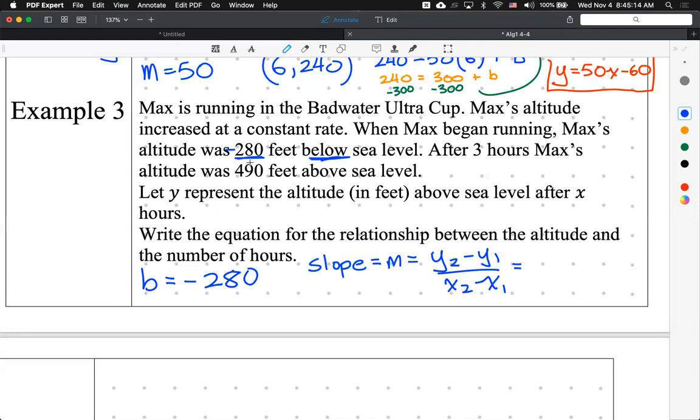So my second point was a positive 490, and I'm going to subtract my first point. I'm going to subtract this negative 280. So I end up at 490. That's my second point. And I'm going to subtract my negative 280. Subtract negative 280. What about the bottom? What about the denominator? What should I do for that? I need some help.